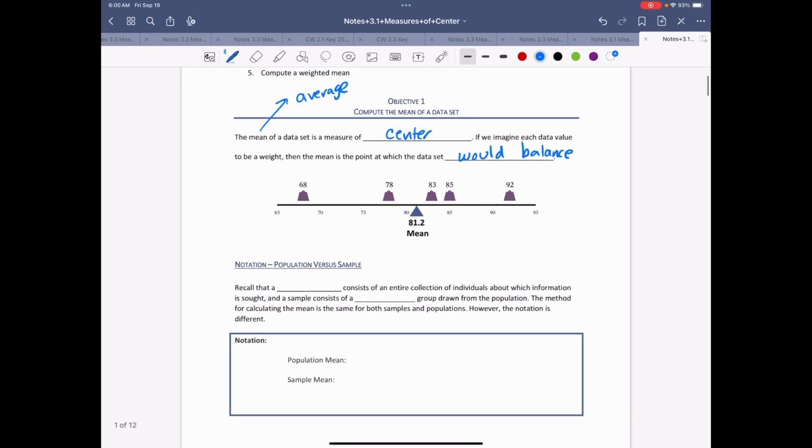And if you look at the scale, say those were your scores on exams, you can see that the mean is where the scale would balance out.